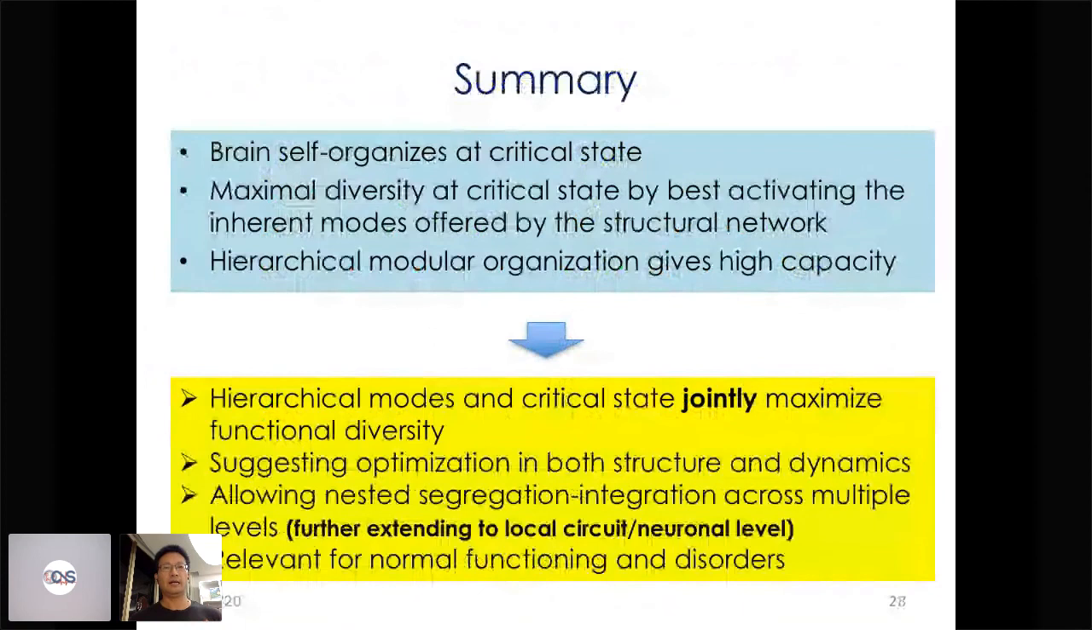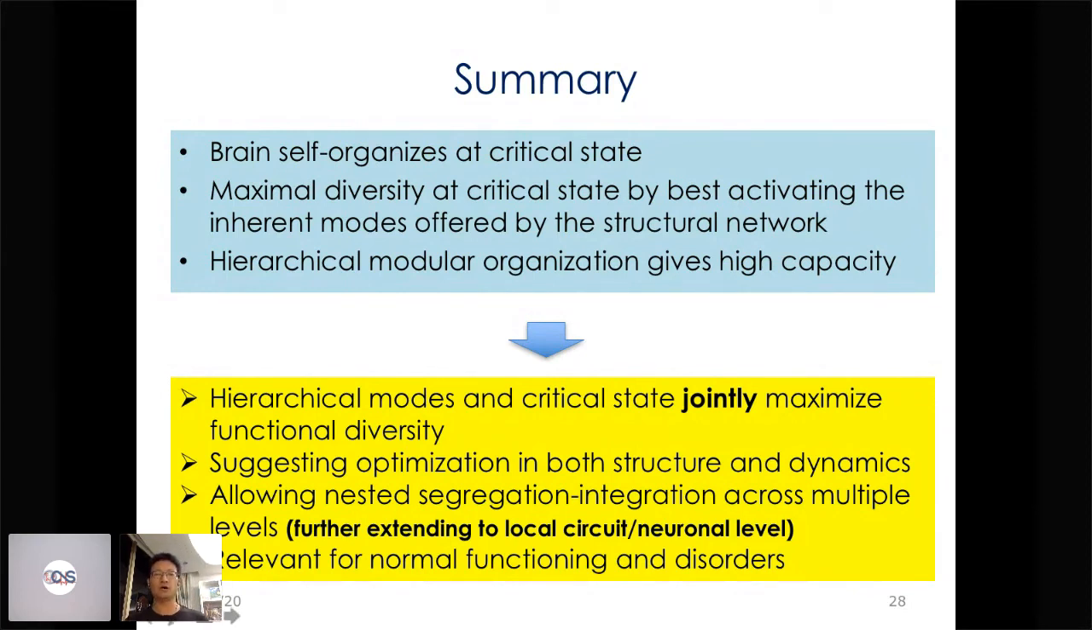I showed you that the brain organized at the critical state is a healthy, normal brain state, and we used solid statistical measures to confirm that. At this critical state, the functional interaction and diversity are maximized. This is because the critical state has the special property of activating the inherent modes offered by the underlying structural substrate. And this substrate can provide high potential if you have a hierarchical organization.